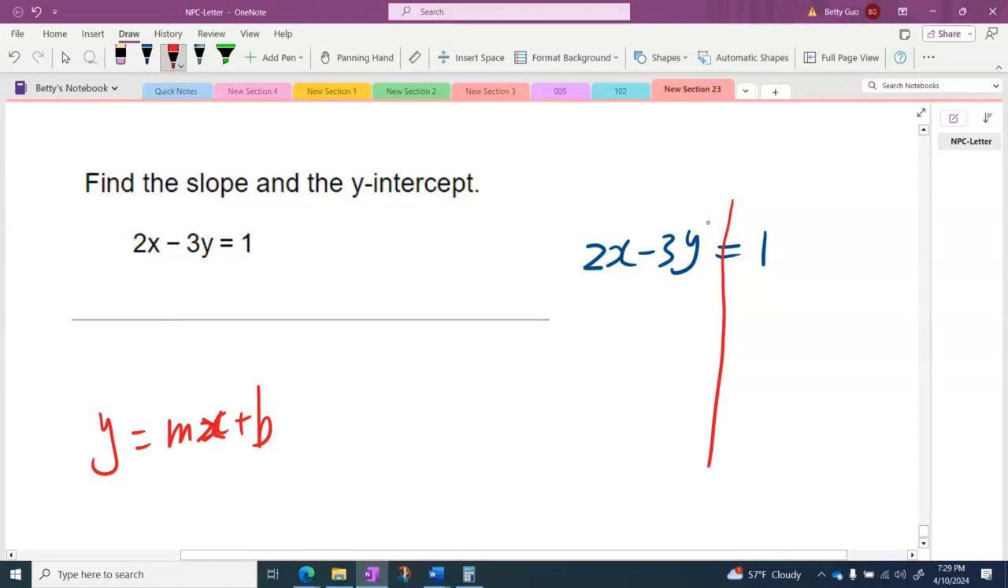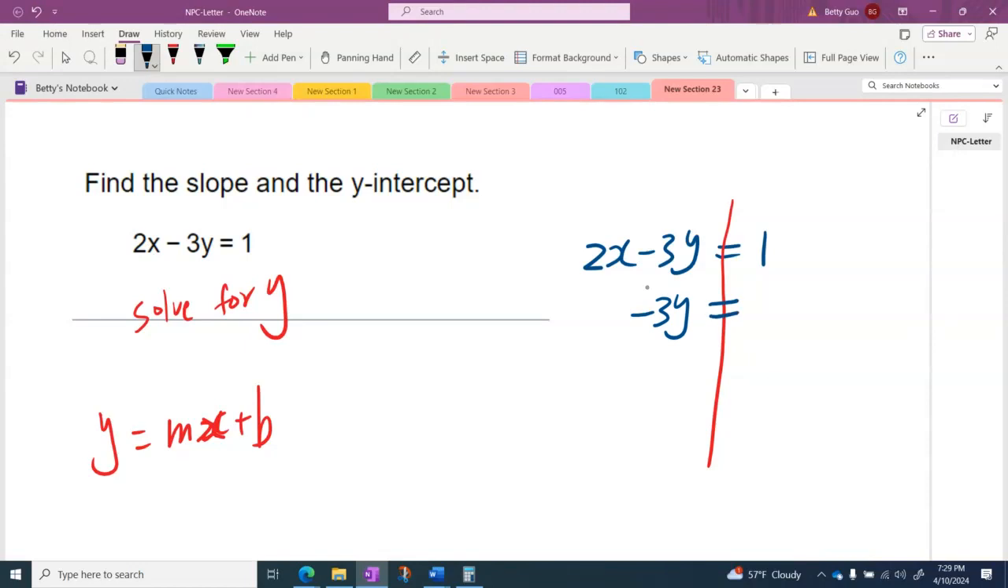And how do we do that? We are going to solve the given equation for the variable y. In other words, we are going to isolate the variable y on the left side. This is what we do. We keep negative 3y on the left side, move 2x over, keep 1 on the right side.